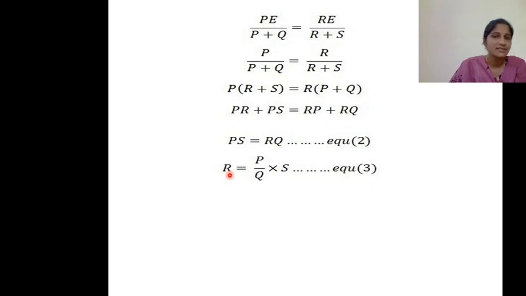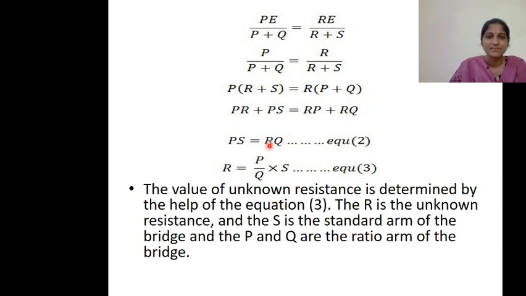In any problems also, you can remember this formula: the product of opposite branch resistances is equal to the product of the remaining two opposite branch resistances. Then you can find out the unknown resistance in that equation. As I told you, the value of unknown resistance is determined with the help of equation 3, where R is the unknown resistance, S is the standard arm, and P by Q is the ratio arm. Here you have only one ratio arm, whereas this Wheatstone bridge is used to measure medium resistances.